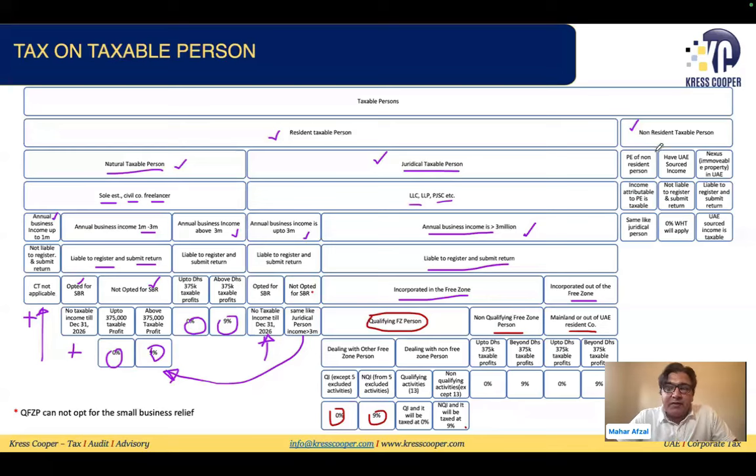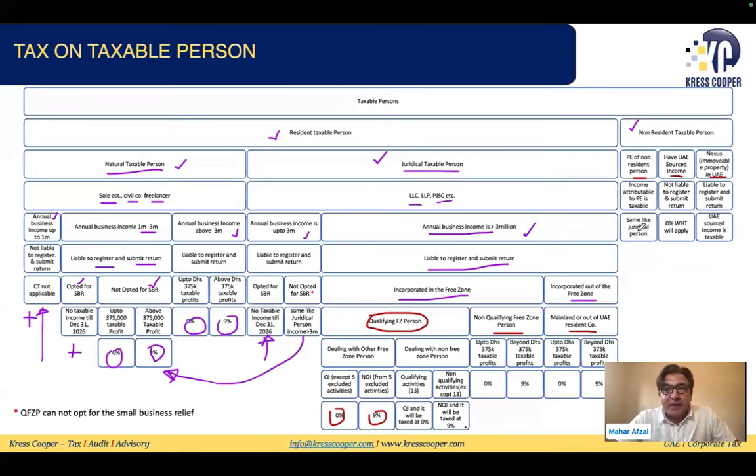So a non-resident taxable person can be of three possibilities. A non-resident taxable person can be a PE of the non-resident person, UAE sourced income, or nexus in the UAE. If it is a PE of the non-resident person in the UAE, this PE can be in the form of a branch, it can be an office, it can be a dependent agent, it can be any construction site having a life of at least 6 months. So various options and various conditions have been given there.